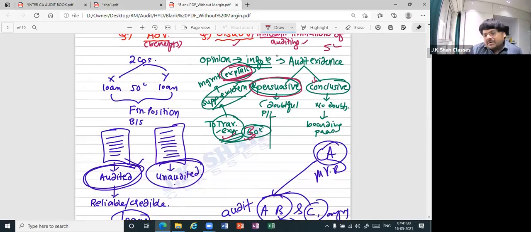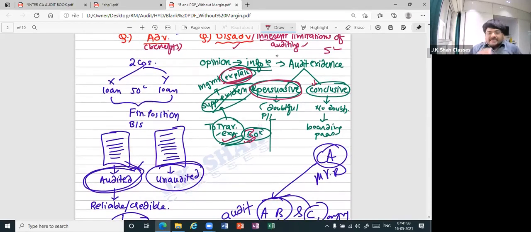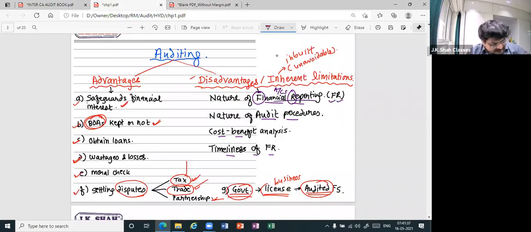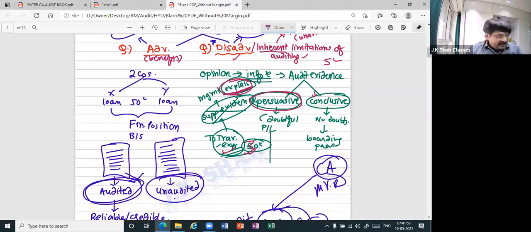Is this okay? See, then what is the disadvantage? The disadvantage is this only: the nature of accounts is that information is persuasive, it is not conclusive. Can you do anything about it? No. Why? Because the nature of the accounts is only like that. The major information that you will get is persuasive in nature.